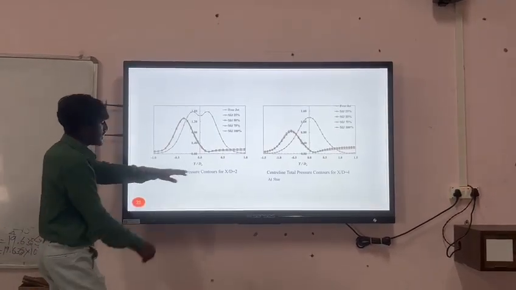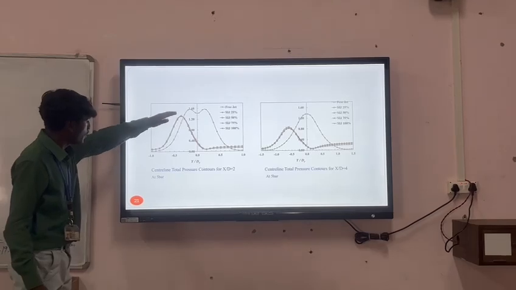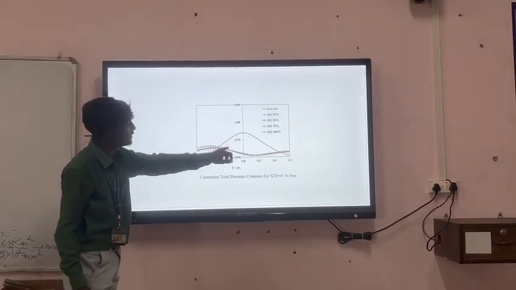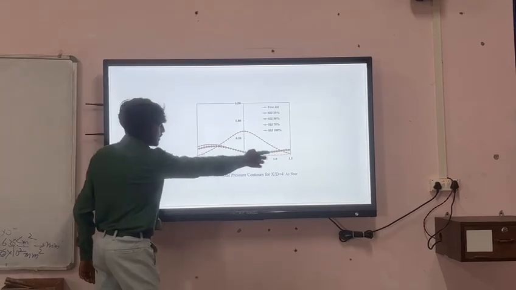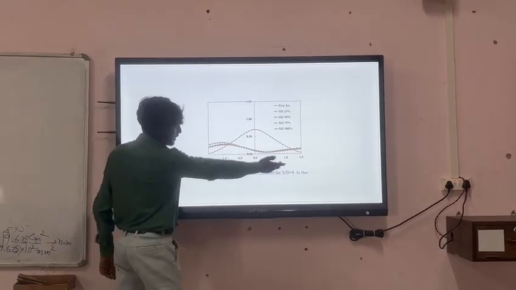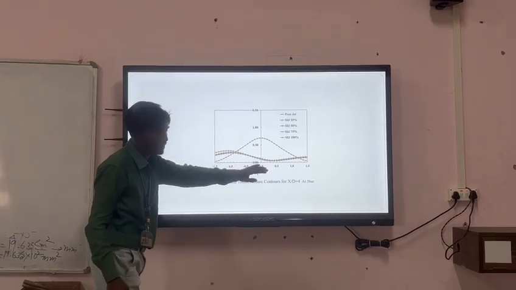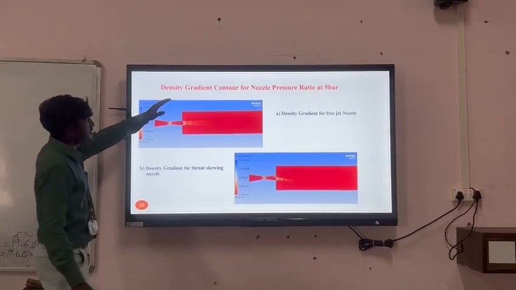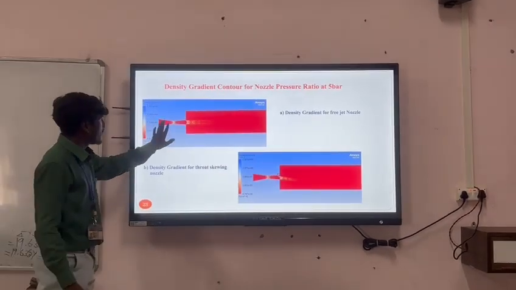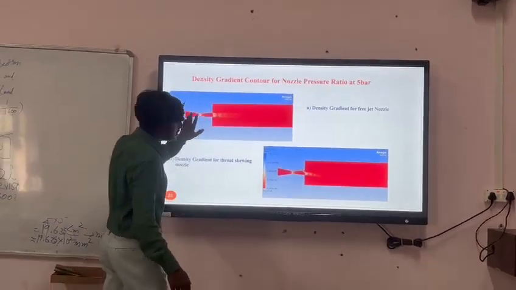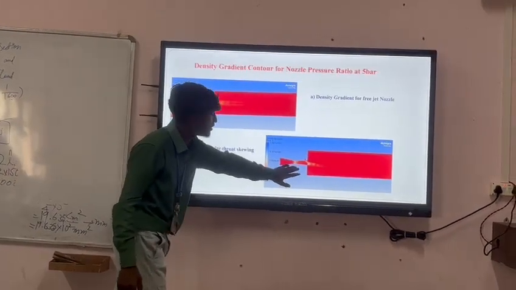This is also the centerline total pressure of 5 bar. This is an example of 100% flow, characterized by streamline flow going in the downward direction. The expansion of the flow will be detached. This is a density gradient contour plot. These are the shock waves created in this exhaust nozzle. This is a free jet and this is an air-injected nozzle.